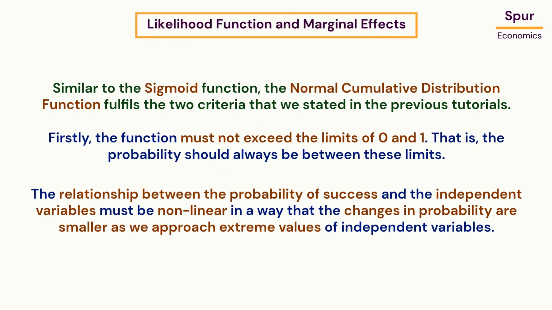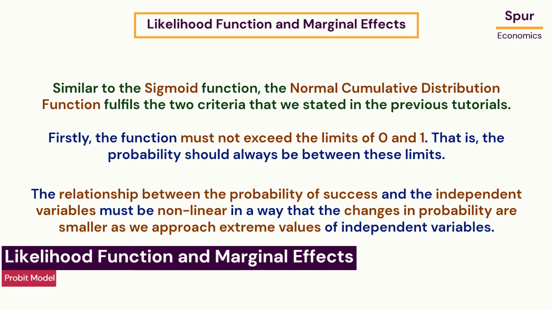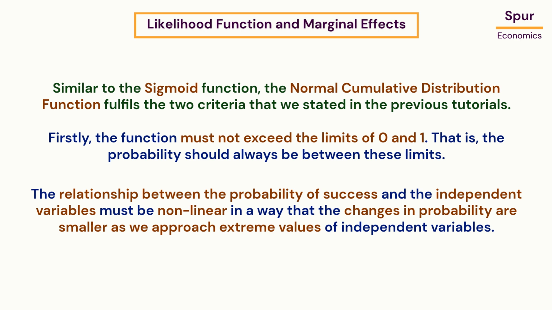Similar to the sigmoid function, the normal cumulative distribution function fulfills the two criteria that we stated in the previous tutorials. Firstly, the function must not exceed the limits of 0 and 1. That is, the probability should always be between these limits. The relationship between the probability of success and the independent variables must be nonlinear in a way that the changes in probability are smaller as we approach extreme values of independent variables.